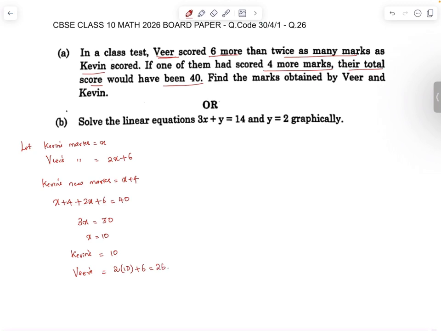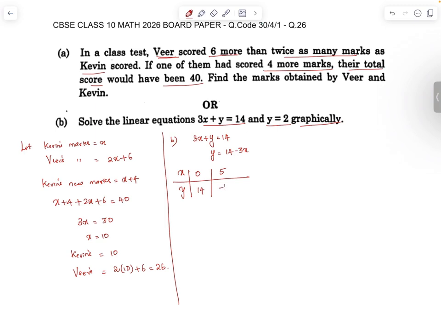Part B of the question, solve the linear equations 3x plus y equal to 14 and y equal to 2 graphically. Let's take the first equation 3x plus y equal to 14. y is 14 minus 3x. Let's build a table of values with x and y. For x, let's take 0 and 5. For x equal to 0, y is equal to 14. And for x equal to 5, y is equal to 14 minus 15, which is minus 1.